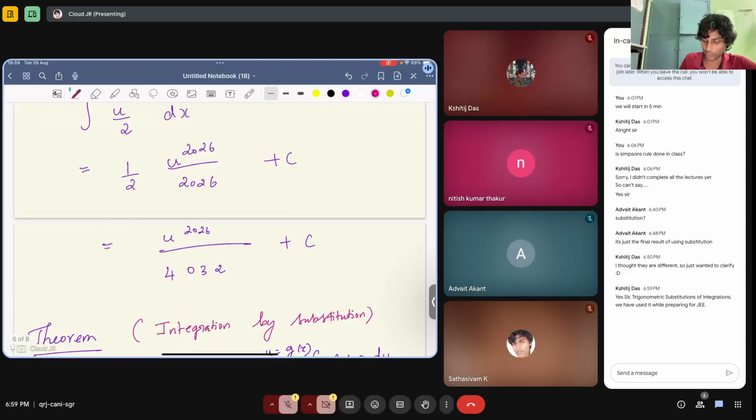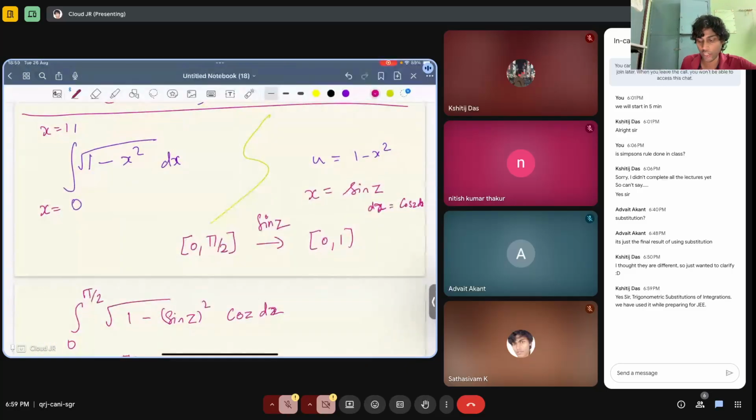Okay, so maybe these two types of substitution we will do, but at least try to see the difference between these two substitutions. They are not the same. Both are substitutions, but of a different type. One is where you are substituting this value, but in the other you are substituting for this value. So there is a difference. If you already know the technique, also try to see the difference.